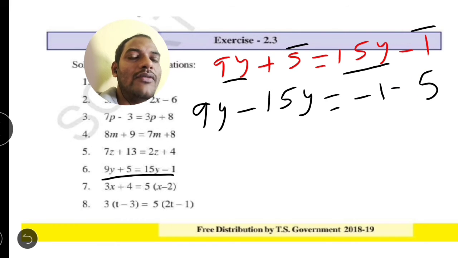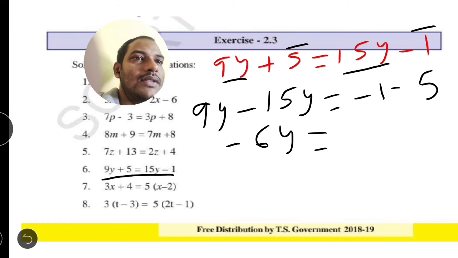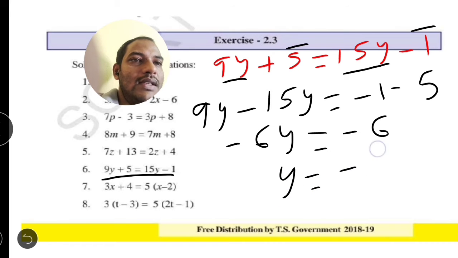So now 9y minus 15y is plus 6y or minus 6y, children? Yes, minus 6y. It is equal to minus 1 minus 5. Minus 1 minus 5, both are negative, so minus 6. So now y equals minus 6 divided by minus 6.